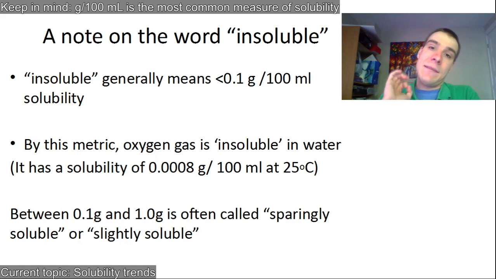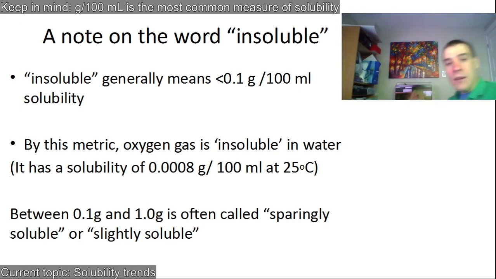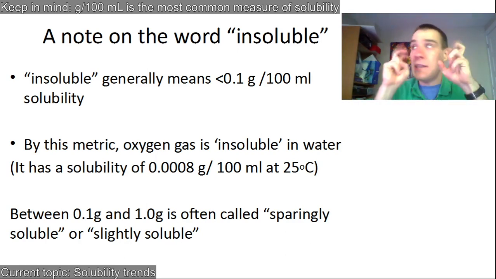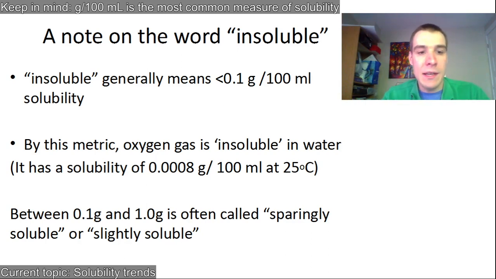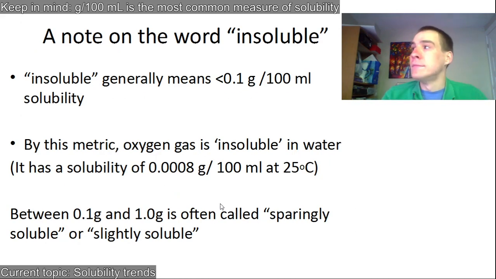but that insoluble still leads to important concepts. For example, oxygen gas only has a solubility of 0.0008 grams per 100 mils at 25 degrees Celsius and at atmospheric pressure, and yet the fish, the light's off, but the fish can breathe just fine. They have enough oxygen in there to breathe. So even though it's insoluble, it still has an effect. Anywhere between 0.1 grams and 1 gram is sometimes called sparingly soluble or slightly soluble. Maybe caffeine might be somewhere in that slightly soluble zone.